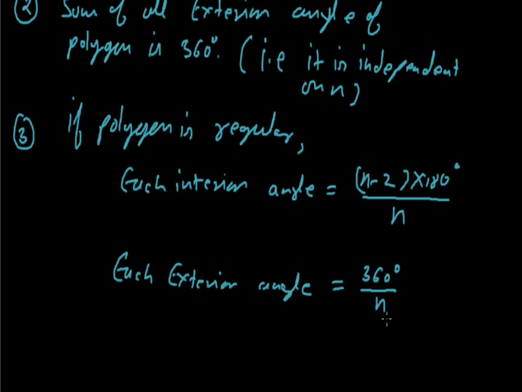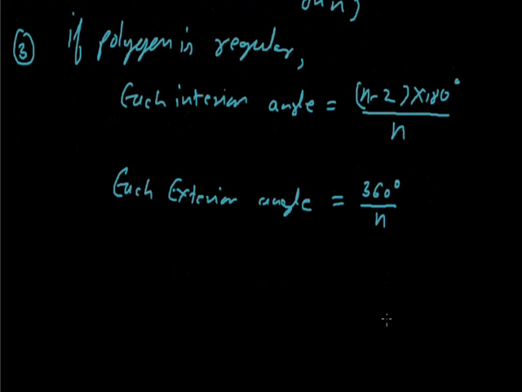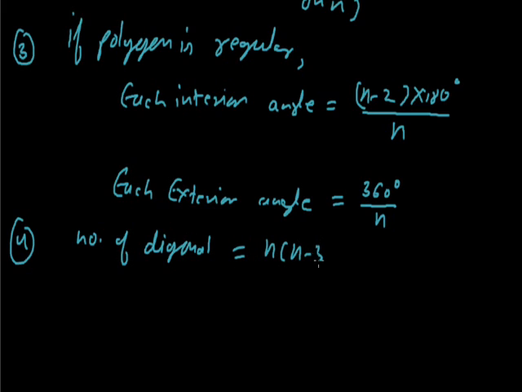Otherwise we cannot find. Now there is one more formula, according to the number of diagonals. We can find the number of diagonals in a polygon. The number of diagonals is equal to n into (n minus 3) by 2. A polygon having n sides must have n into (n minus 3) by 2 diagonals.